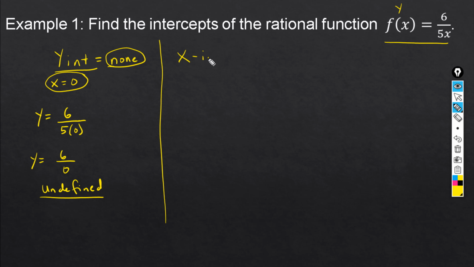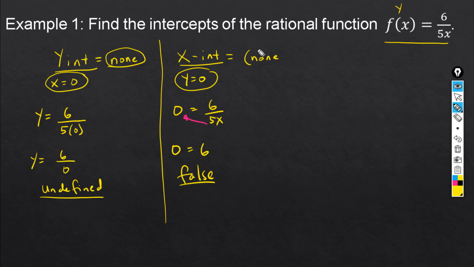X-intercept naman. So, x-intercept, set y to 0. So, yung f of x magiging 0. So 0 equals 6 over 5x. Then, solve for the value of x. So, cross-multiply. 0 times 5x, that is 0, equals 6. Kaso 0 equals 6 is false, di ba? Dahil false, yung x-intercept natin, none din. Ibig sabihin, yung graph ng function natin, hindi magta-touch sa x-axis, hindi rin siya magta-touch sa y-axis.